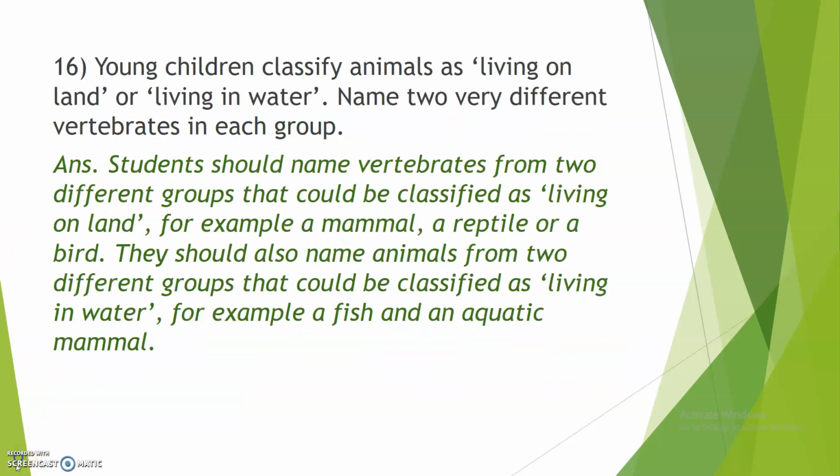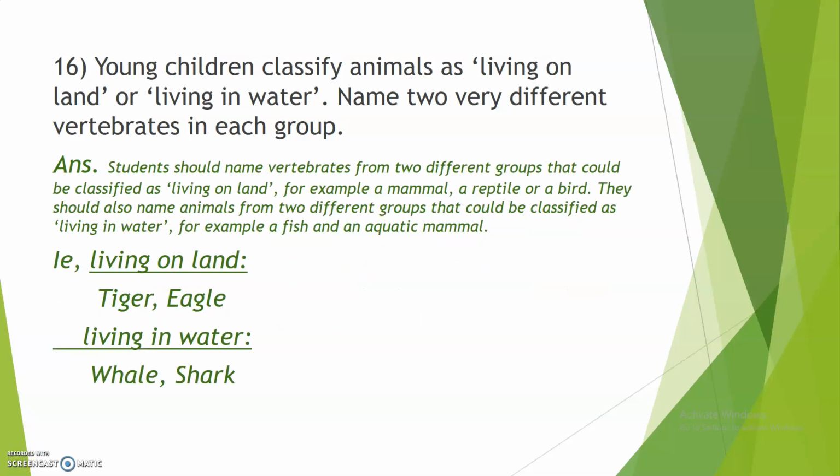Okay. Now another summing up question. 16th question. Young children classify animals as living on land or living in water, right? You all have done it. When you were small, you classified animals as those living on land and those living in water. Name two very different vertebrates in each group. Answer: here in this question, you just have to give two examples for each, those living on land or living in water.